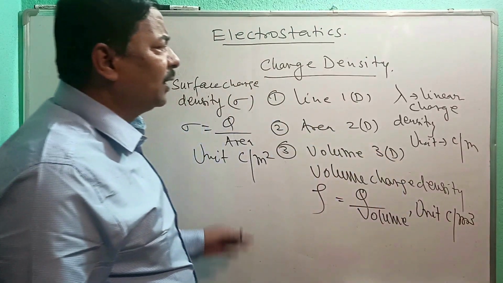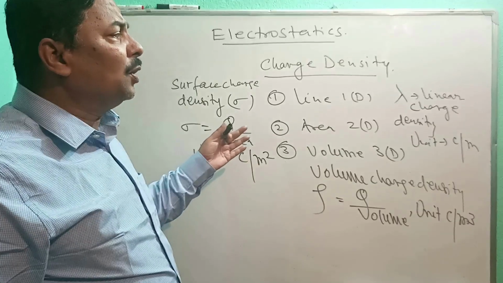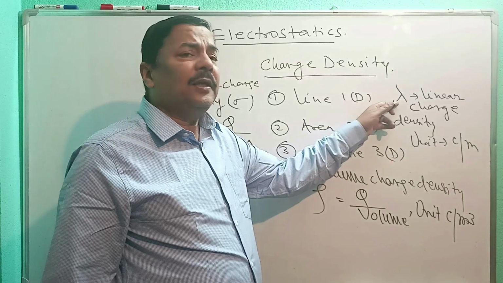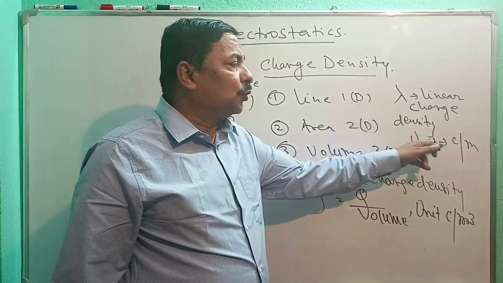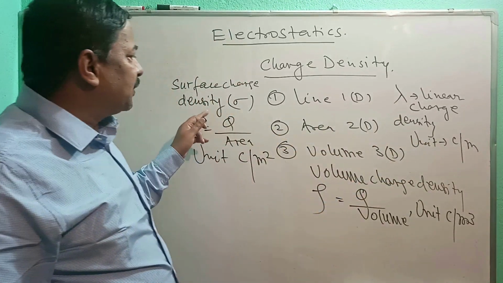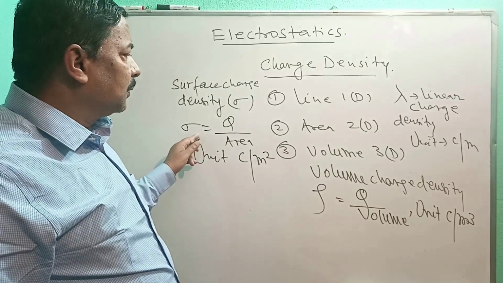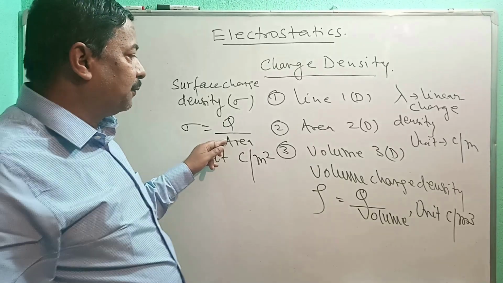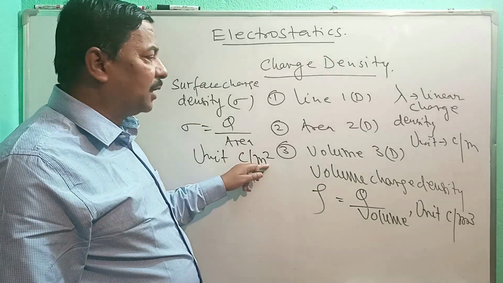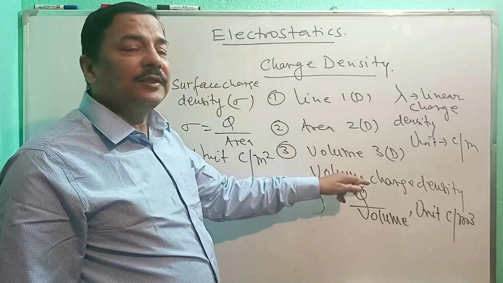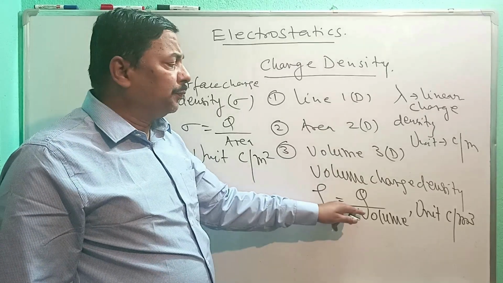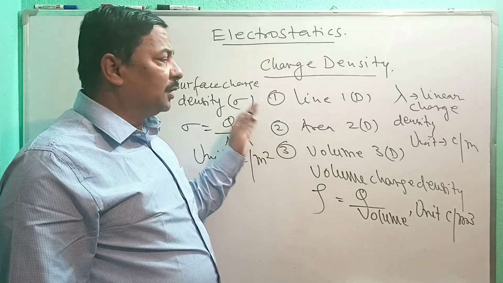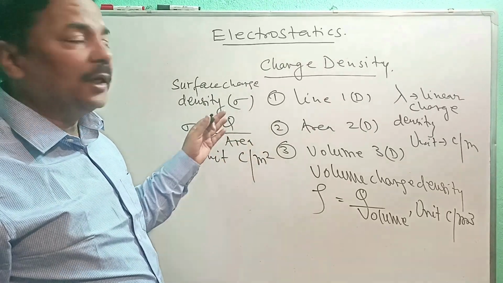So these three types of charge density you should remember and understand properly. Linear charge density lambda, unit is coulomb per meter. Surface charge density sigma, charge per unit area, unit is coulomb per meter square. Third is volume charge density, charge per unit volume, unit is coulomb per meter cube. This discussion will also help you in understanding electrostatics better.